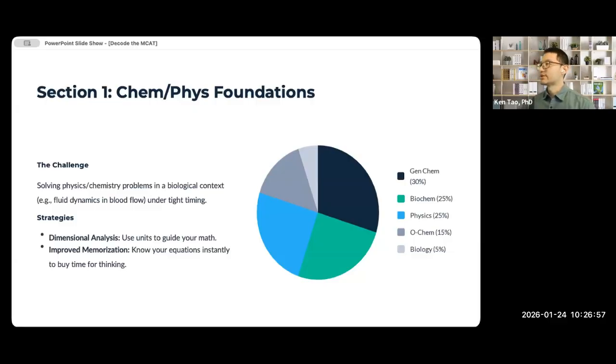So this is a question that students often ask me, which is, how can I improve my pacing? How can I get through the Chem Phys section faster? How can I get through the CARS section faster? Well, when it comes to the Chem Phys section, one of the best ways to do this is to improve your memorization.